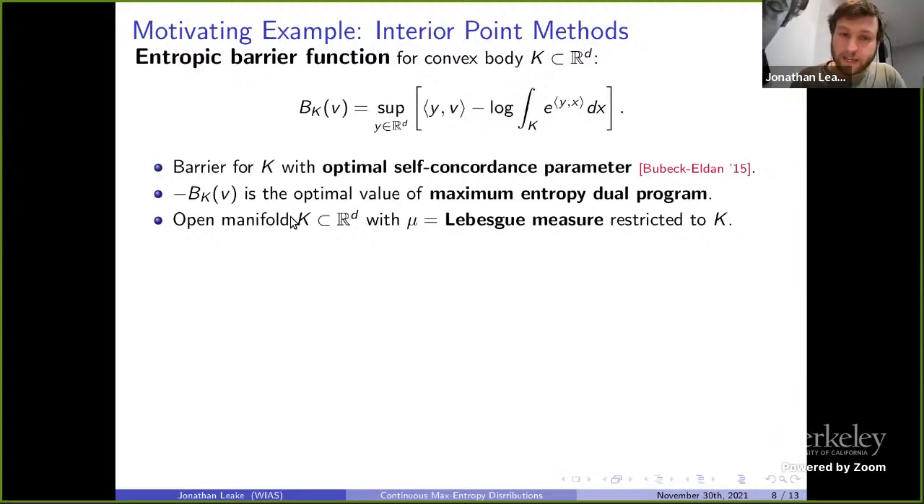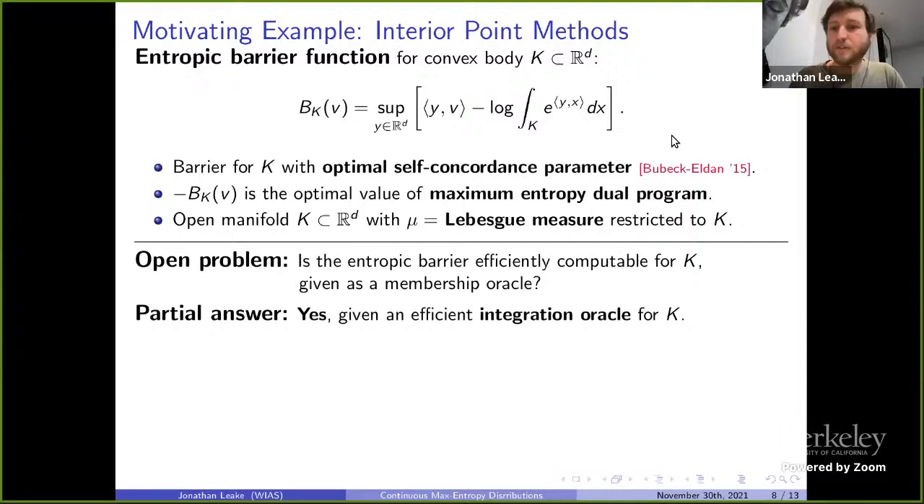In this case, our manifold is an open manifold. It's just this convex set K, and our measure mu is just Lebesgue measure restricted to K. There's an open problem related to this barrier function, which asks: is this efficiently computable for K given as a membership oracle? We don't answer this question, but we can reduce it to being able to compute these integrals. I'm going to give you something more general here in a minute, but basically it reduces to being able to compute these integrals.